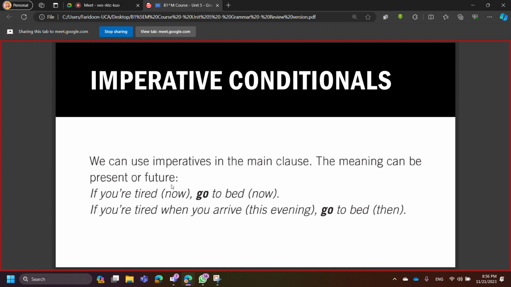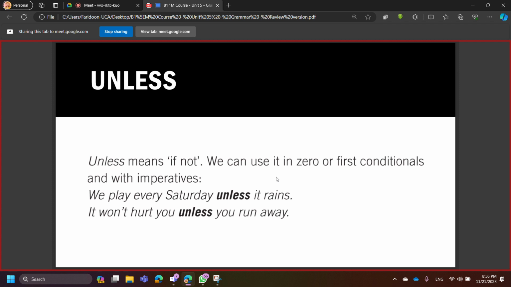Go to bed. So the main clause will not be using the future form, will not be using any other ones. It will be using the imperative. And that makes it the imperative conditional. Okay, what about unless? Now, if you're not interested in using if, you can use unless. Unless means if not. Just be careful, it means if not. So the not is already implied when you say unless. We can use it in zero or even first conditionals, and also with imperatives.